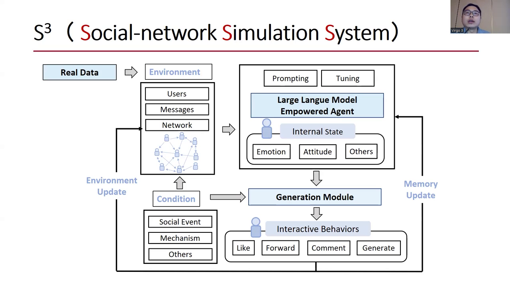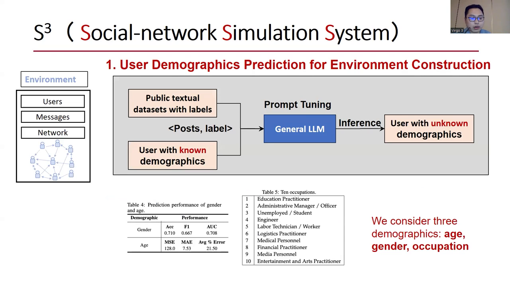And for each agent, the memory designed for the agent can store the real-time input, such as a new post from his friends or the recommender system. So this is the overall structure. And we first introduce some basic techniques in the system. After we crawl the real-world social network data from the top social media platforms, we first predict the missing values in the user demographics, including age, gender, occupation, and other attributes. Here we use a public textual dataset with labels and use the users with known demographics to infer the missing values in this crawled dataset.